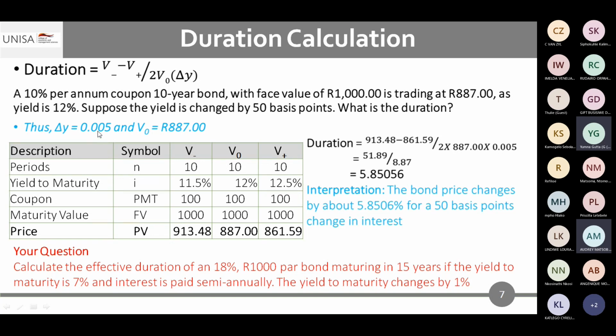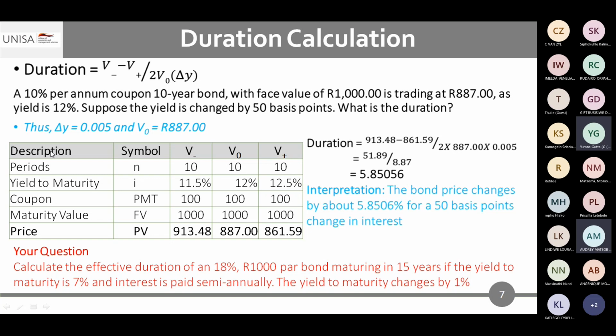So the change in y is 0.5%. This is how 0.5% looks in numerical form, right? The V0 is given to us at 887 Rand, right? So the first thing we do when calculating bond duration is you construct a table, right? So this is your table.